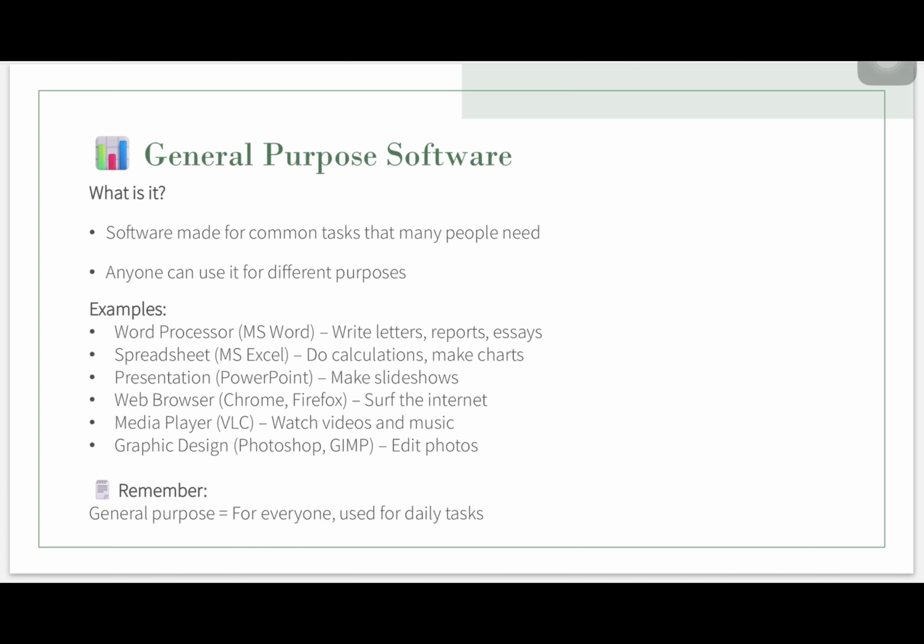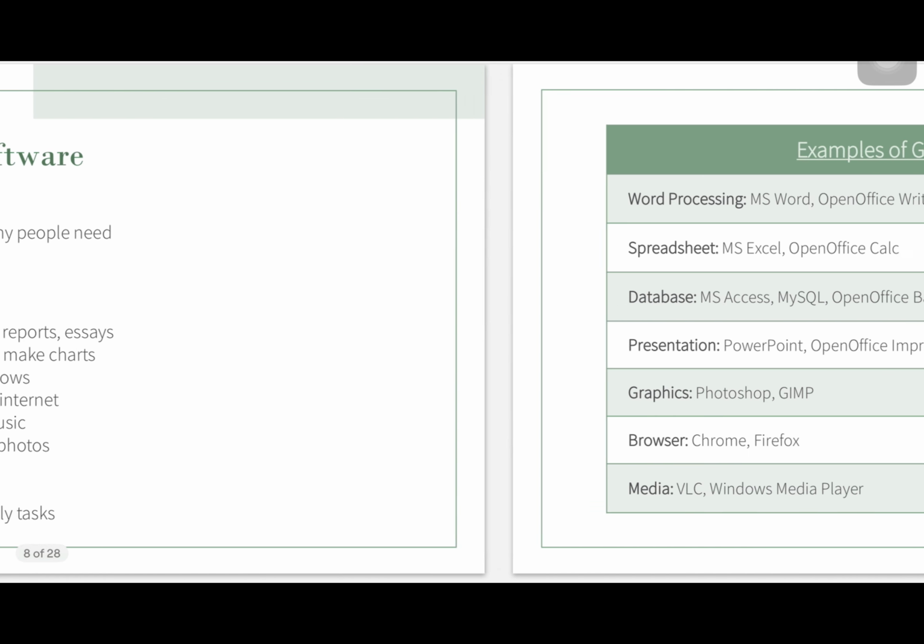If I want to write something, I will write this. If I want to calculate, I will use sheet. If I want to make a presentation, I will use PowerPoint. These are all general type applications. So it is called general purpose software, which software we use in our day-to-day life or general life. That's why it is called general purpose software.